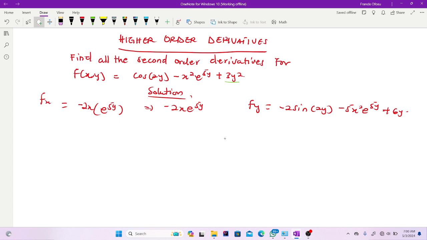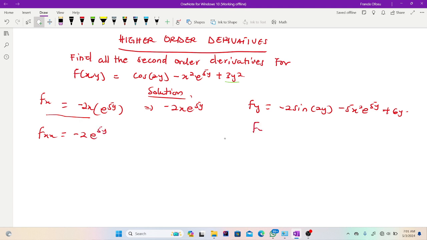Now for the second derivatives, this is a new function on its own. So I'll differentiate this function with respect to x, so that I'll get fxx. For fxx, I'm going to differentiate this with respect to x. So I still have x out. When I differentiate x, I'm getting 1. So I'll get negative 2 e to the power 5y.